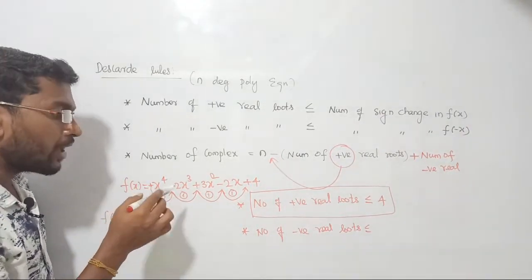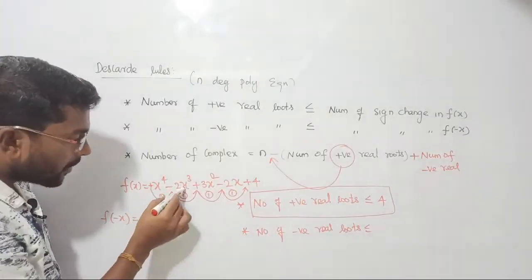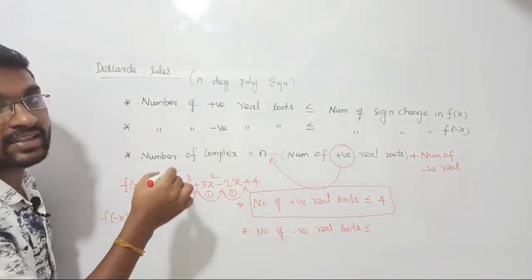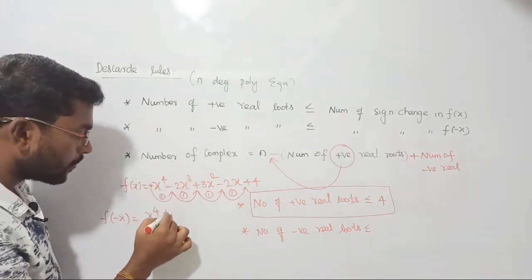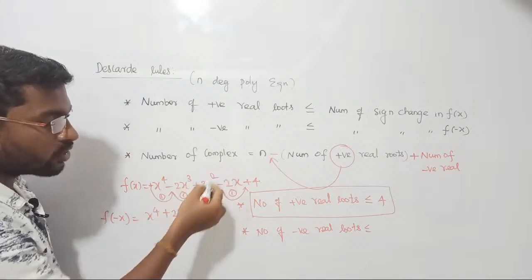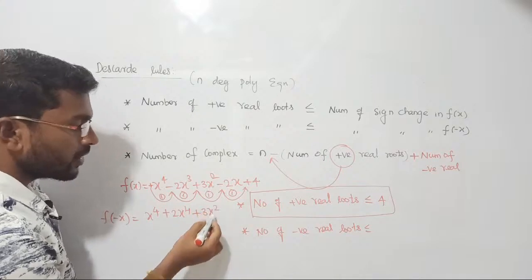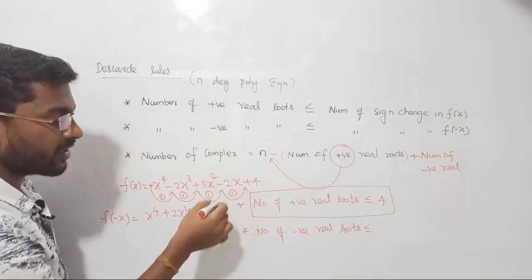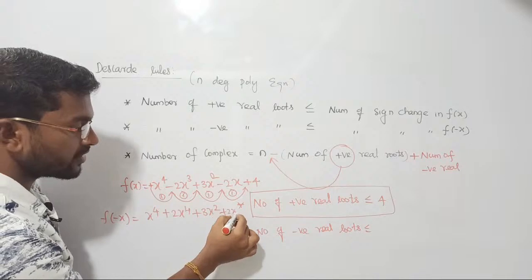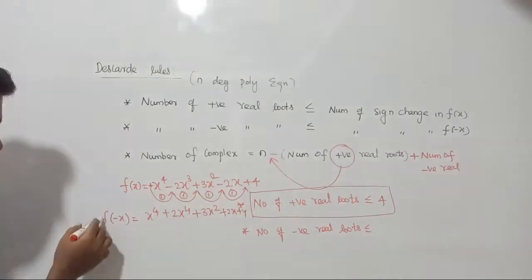Now tell me, minus x whole power 4 will be plus x power 4 only. Yes, minus x whole power 3 will be minus x power 3. So minus into minus will become plus 2 into x power 4. Now minus x whole square will be plus x square only. So plus 3x square. Putting minus x, f of minus x will become plus 2x plus 4. Such that, do you have any sign changes in the f of minus x?